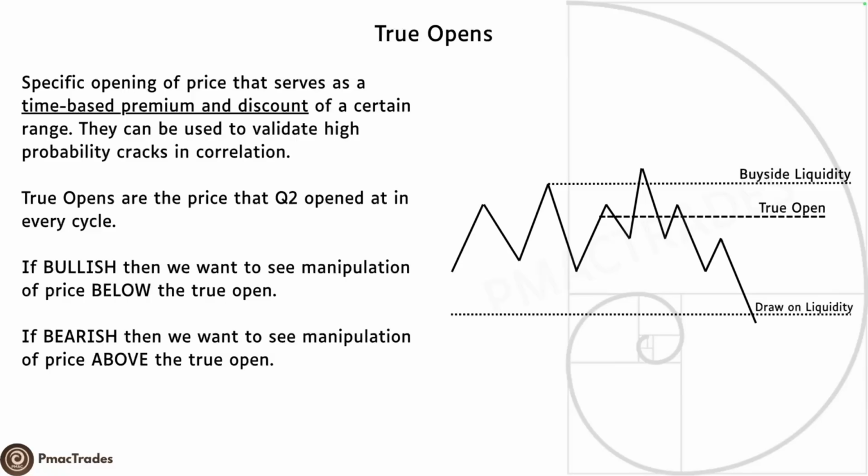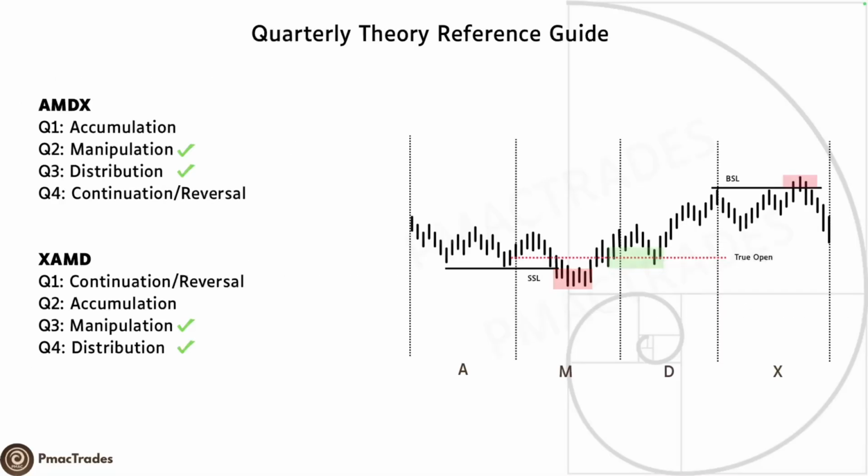For example, the daily cycle true open would be the open of London's price. For New York AM, it would be at 7:30 a.m. So if we're bullish, we would want to see price manipulate below the true open of that cycle. And if we are bearish, then we would want to see price manipulate above that true open of that cycle. True opens are very important because if we are in premium and discount, then we are more likely to reverse to the other direction.